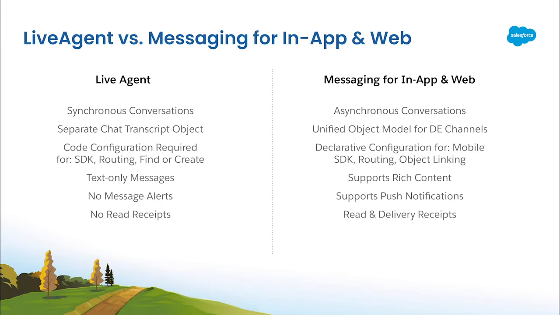Two, messaging for in-app and web will have consistent data models with your other messaging channels, meaning reporting will be consistent. Metrics and KPIs can be measured in the same way, all in one report. And three, we will have richer chat experiences, so conversations are faster to resolve, while also unlocking new use cases like payments and authentication. Lastly, we'll have declarative setup experiences, so no longer will you need to rely heavily on your developers. Let's dive a little bit deeper into what these new setup experiences are.